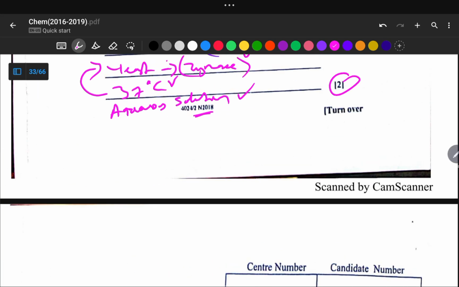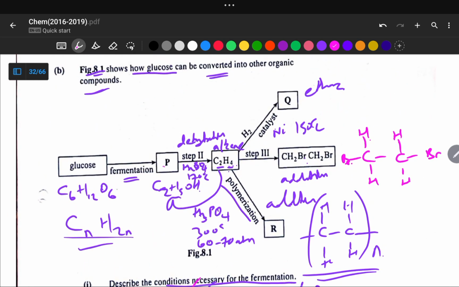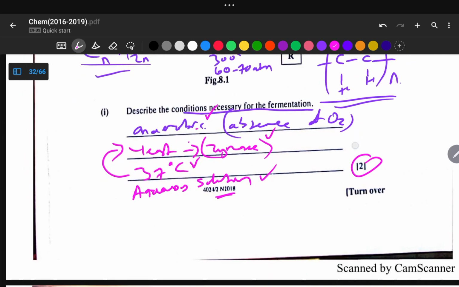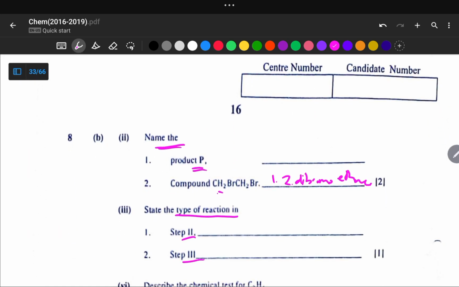And then the next question: state the type of reaction in step 2 and then step 3. Which one is our step 2? So step 2, we are having ethanol into ethene. So this one is an elimination or a dehydration reaction, right? And then step 3, this one is an addition reaction or a bromination reaction, right?